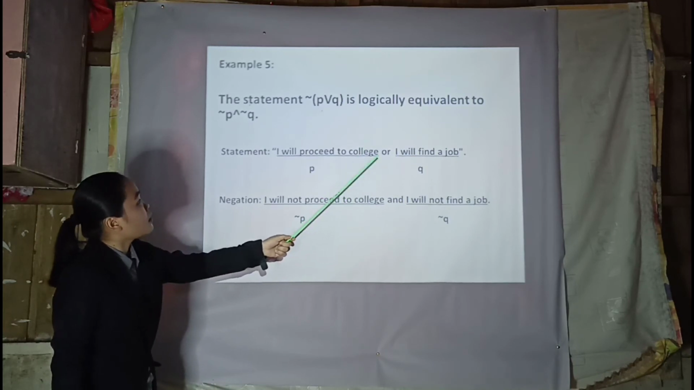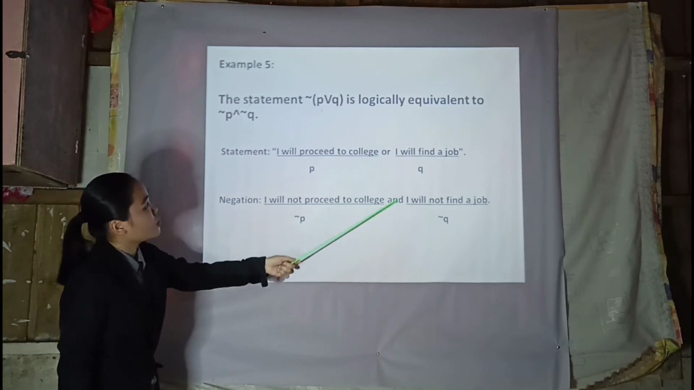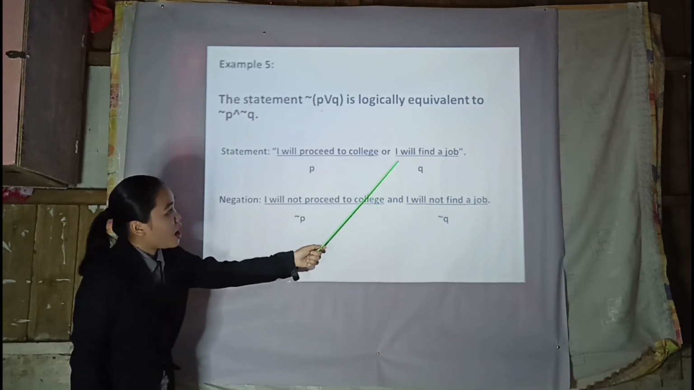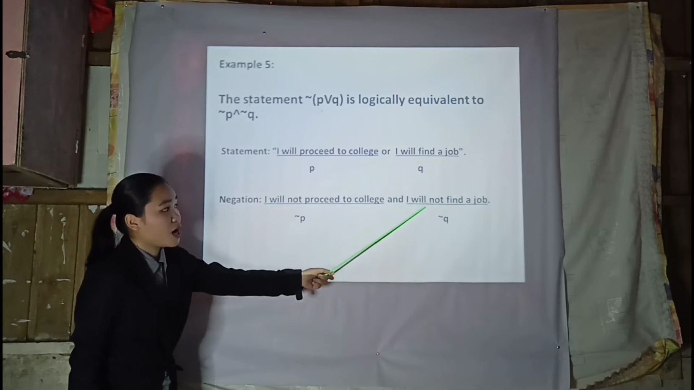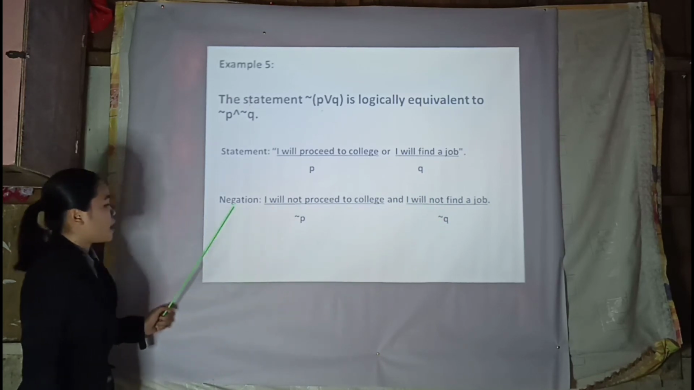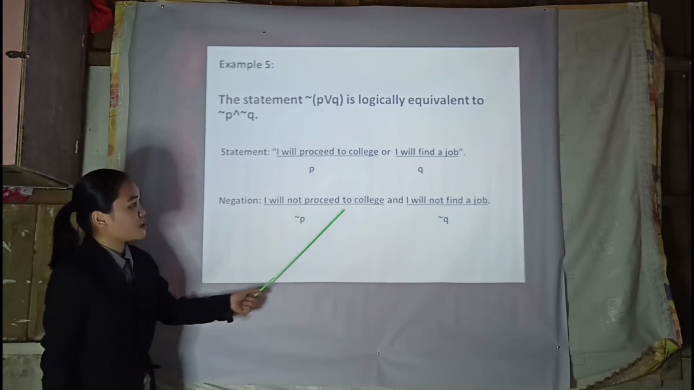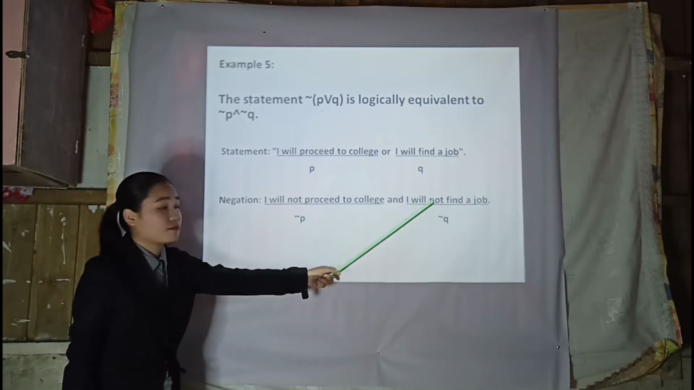And since we use the or connective here, we will use and for the negation. I will find a job becomes I will not find a job. So our final negation is: I will not proceed to college and I will not find a job.